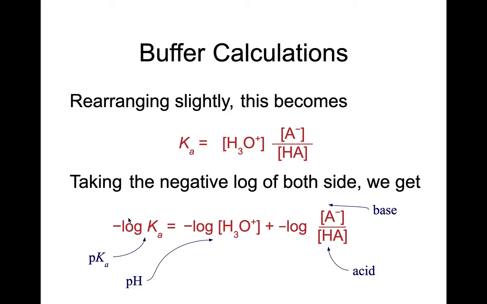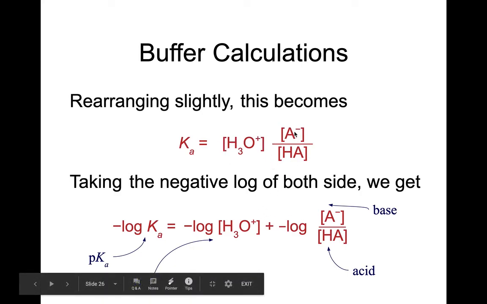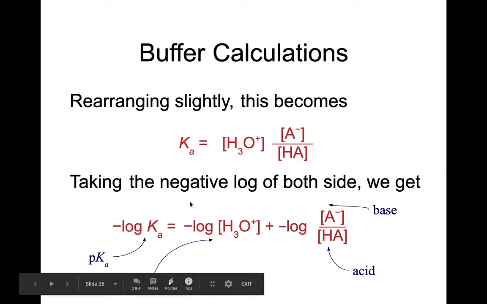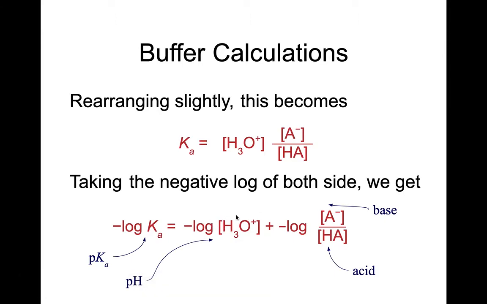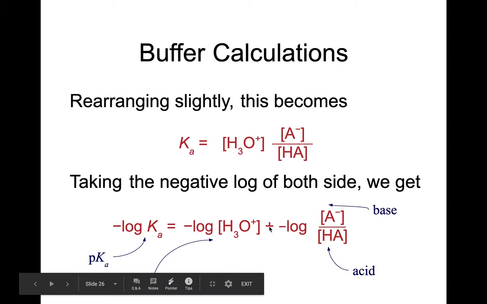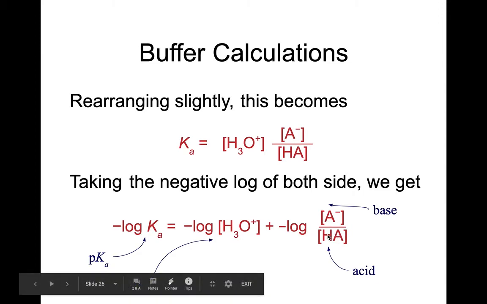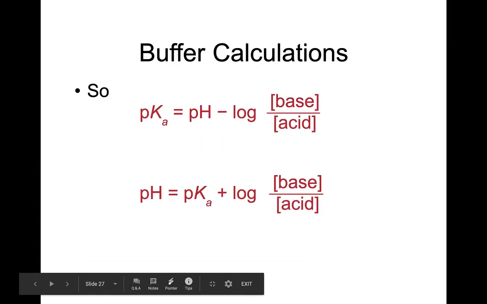We took the negative log of Ka, we took the negative log of the hydronium ion concentration, and we're going to add that to the negative log of this whole piece right here. The reason being, we know that the negative log of Ka is pKa. We know that the negative log of hydronium ions is our pH. And we know this is the concentration of our base, the conjugate base. This is the concentration of the acid. We're going to solve this for pH.